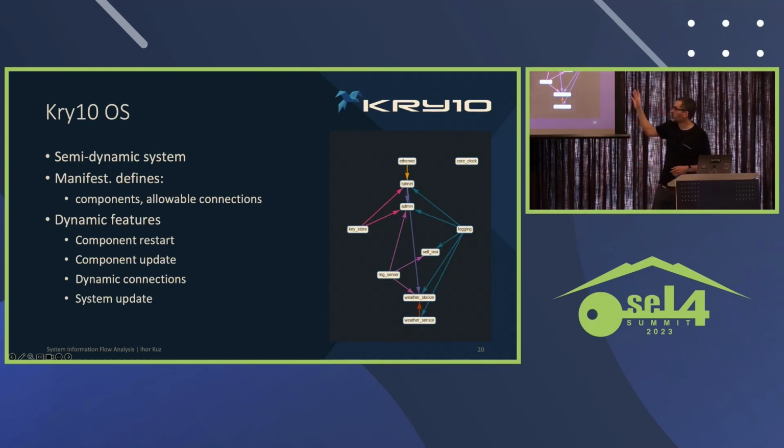But some of the dynamic features that Kry10 adds are being able to restart components, being able to update components, so take a component, replace the code, restart it, and have an updated version of the component. Dynamic connections, so that you can create connections at runtime between components. You don't have to do it all at system init time. And then system updates, so you can basically provide a new manifest to the system and it will reload the necessary components and start up a new system that fulfills the new manifest.